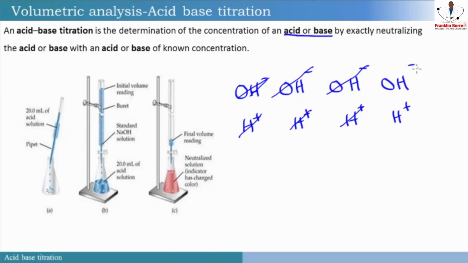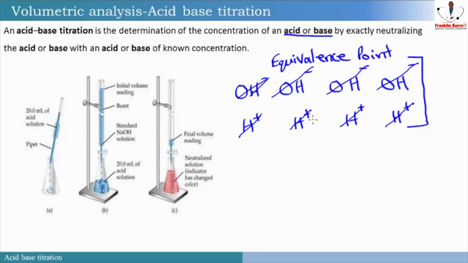The moment I drop another base into my flask, this is saying now that my acid is completely neutralized. Now, this is the point at which we call the equivalence point. The equivalence point is the point at which the concentration of the OH minus ions is equal to the concentration of the H plus ions. Now, at this point, there is no change in my solution. The color is still colorless.